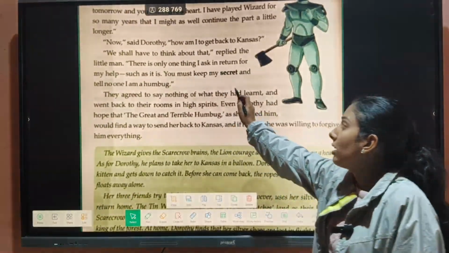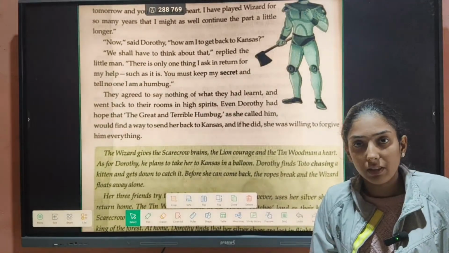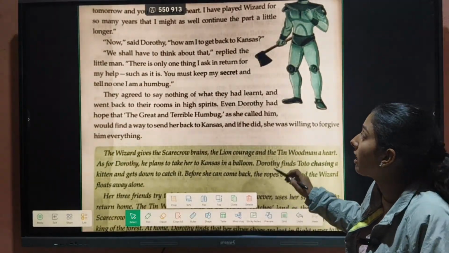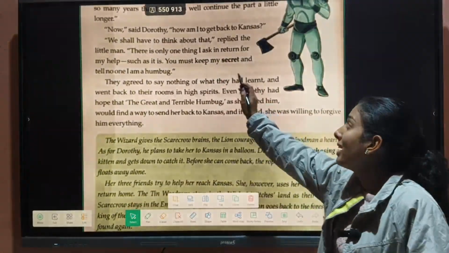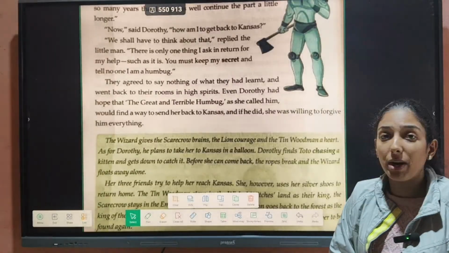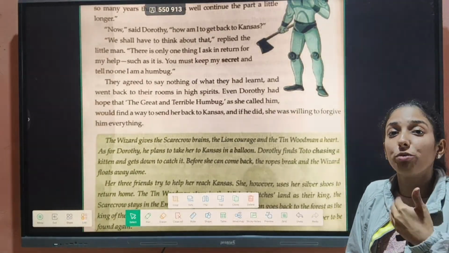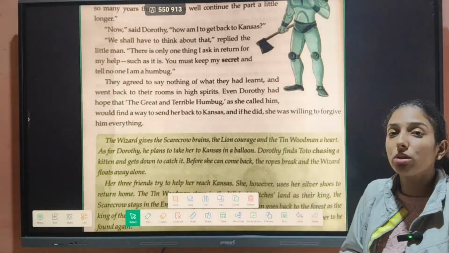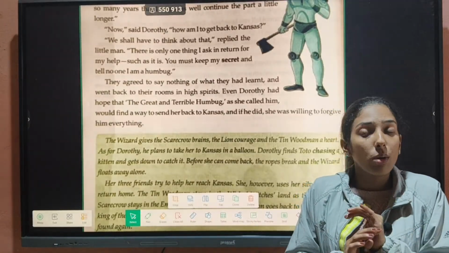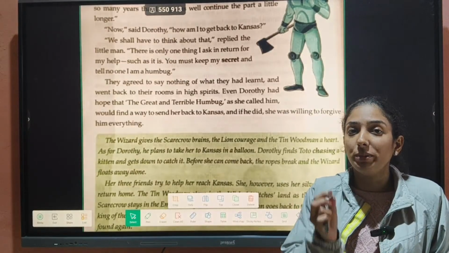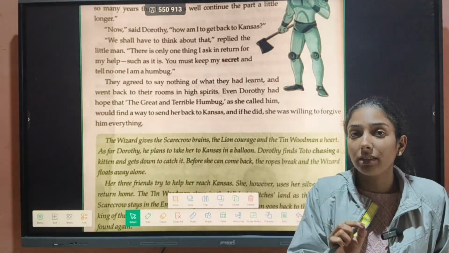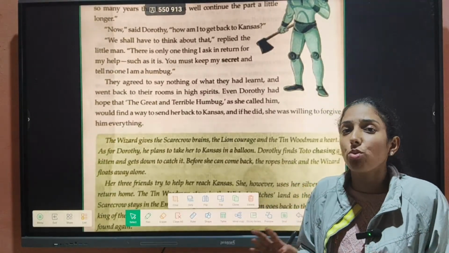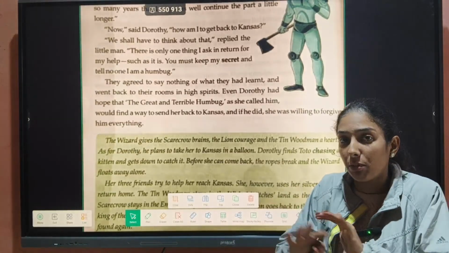"There is only one thing I ask in return for my help." Now Oz is saying that I need one thing in return from you. "And what's that?" "You must keep my secret and tell no one I am a humbug." Humbug is a person who befools another person. Who makes you a fool is called a humbug. Now Oz is saying that I'll fulfill all my promises, but you have to do me a favor. Okay, what is that favor? That keep my secret, that I am not a wizard, I am a humbug. Please don't tell anyone that I am befooling them all.